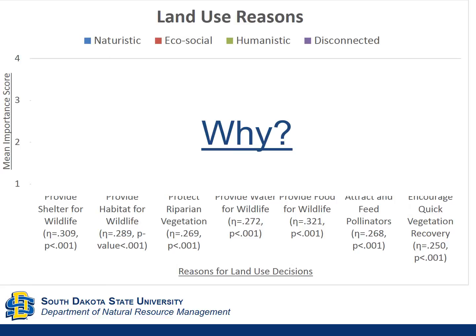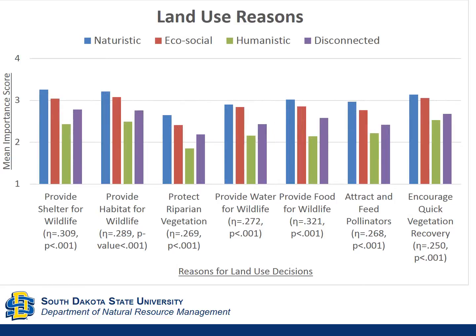Our expectations remain the same. Landowners who hold naturistic or eco-social land use values with high nature-centered scores would be more likely to place more importance on conservation-friendly reasons for their practices than those with humanistic and disconnected land use values. And this is what we found. The land use value scale significantly and consistently found people with naturistic and eco-social land use value types gave more importance to conservation-related reasons than those with humanistic and disconnected land use value types.